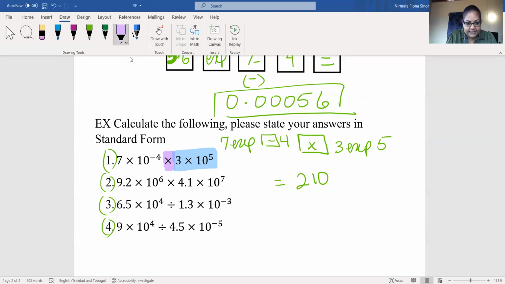So 9.2 by 10 to the 6 multiplied by the next one. Let's identify the mathematical operator here. The multiplication sign in the middle is our multiplication sign. The other two multiplication signs are involved in the standard form notation, so they are already involved in other calculations that you're doing.